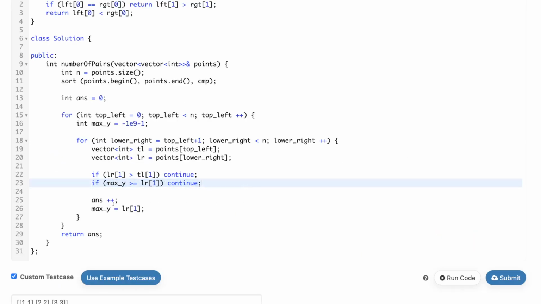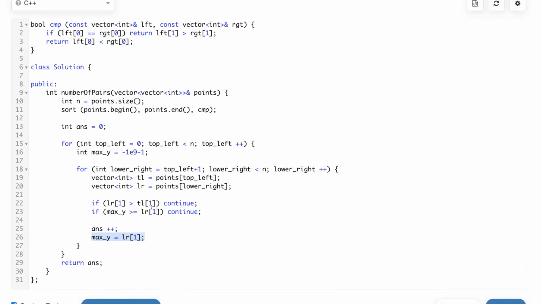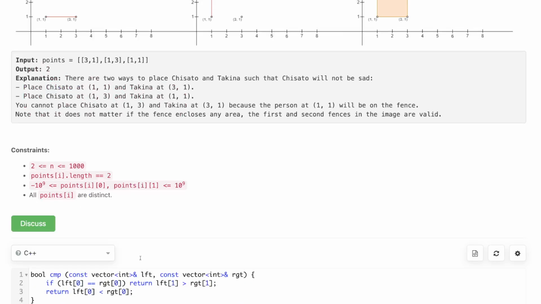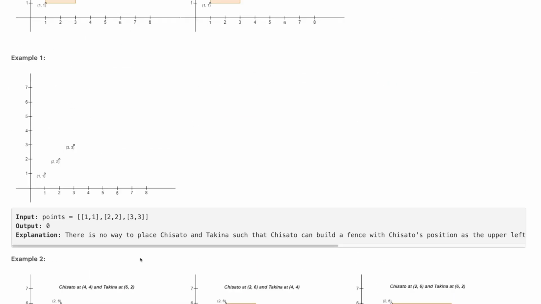Otherwise this is a valid value of r, so you will increment the answer and also update your max y. Notice you don't need to do max y equals max of max y comma this, because you are sure that you will be coming here only when the value of y is greater. So you will simply equate this with LR of 1, right? After doing this, answer will contain all the valid pairs and you will return the answer. So I hope this entire solution makes sense. If you have doubts, feel free to follow up in the comments.